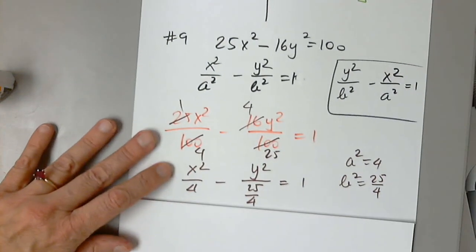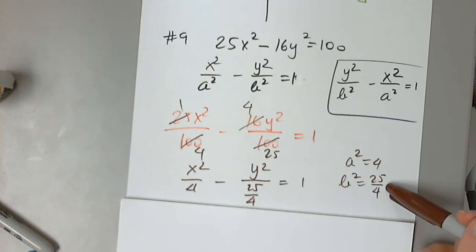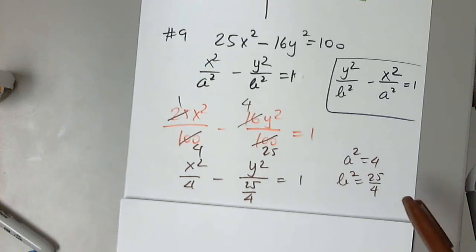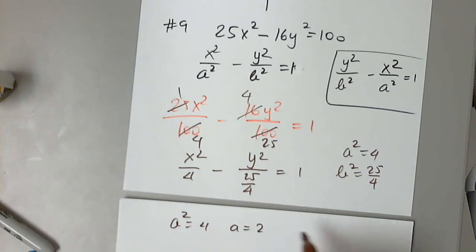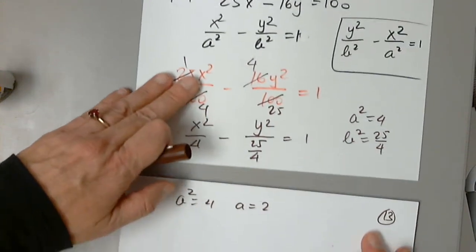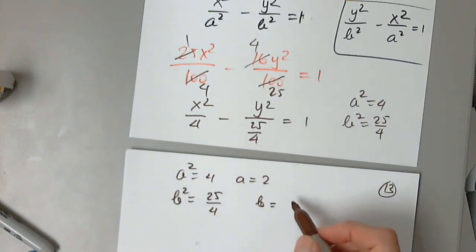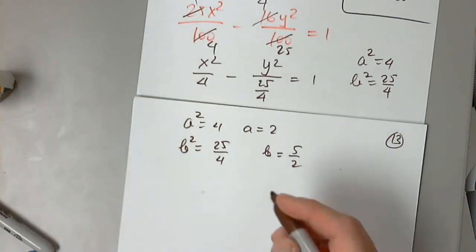If you want to graph this, you can. So it would be from 2 to 2 and from 5 halves and 5 halves, right? This is 5 over 2 and this is 2. So a squared equals 4, which means a equals 2. And then b squared equals 25 over 4, which means b equals 5 halves. Since this is bigger than this, let's graph it.